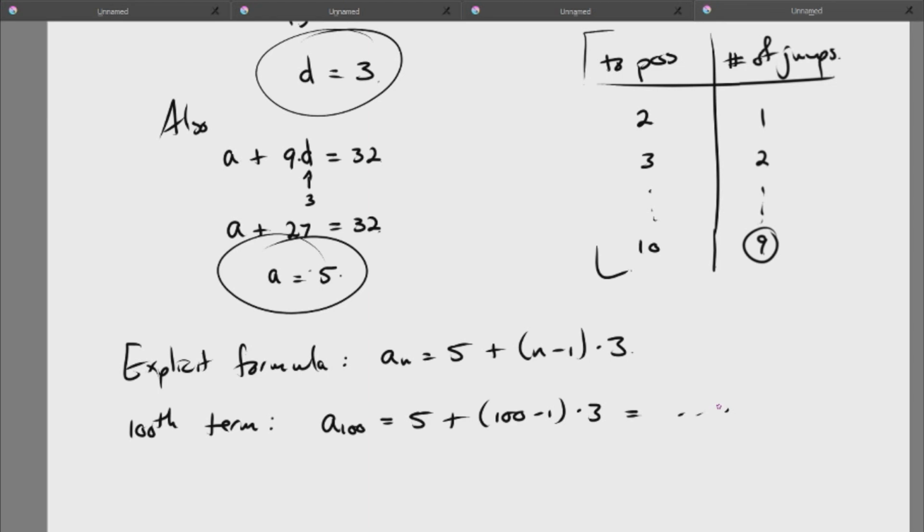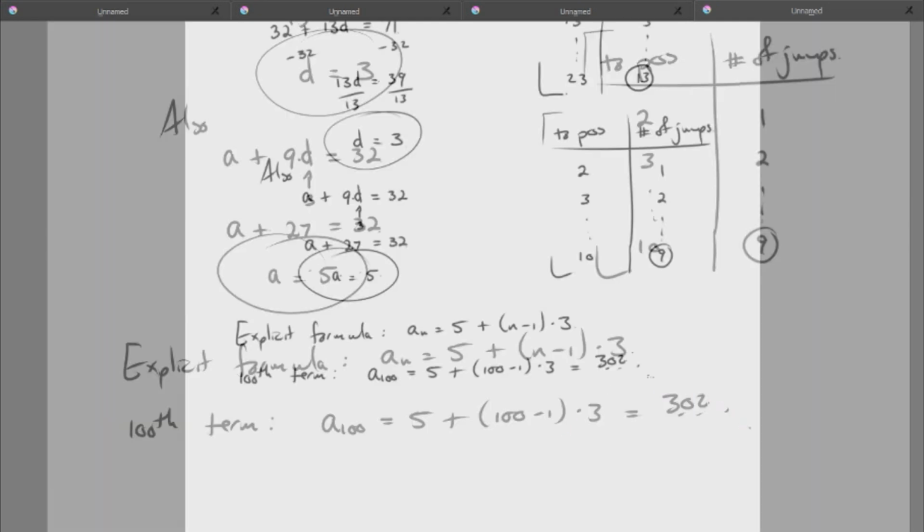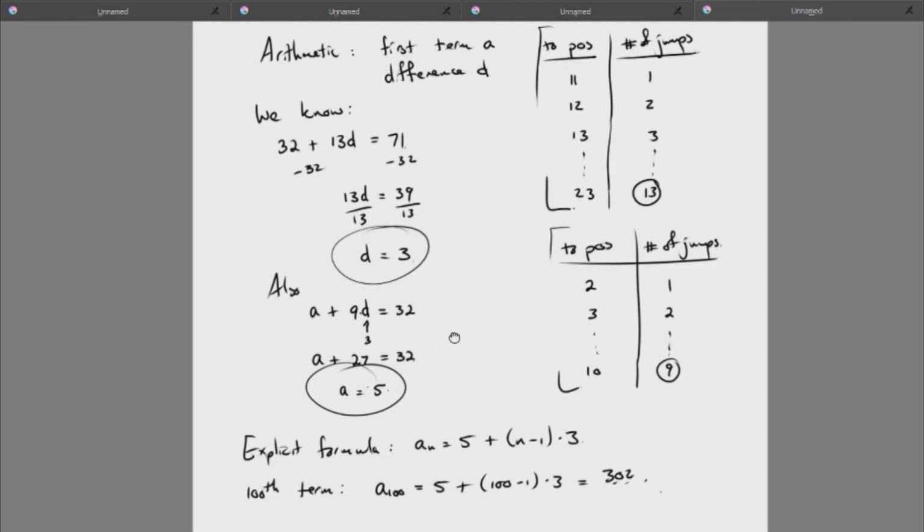What do you get? 302? Done. So is it 100 minus 1? Always 100 minus 1. I've memorized it: A plus n minus 1 times d. Always, for an arithmetic sequence. Sure, other sequences have other formulas.